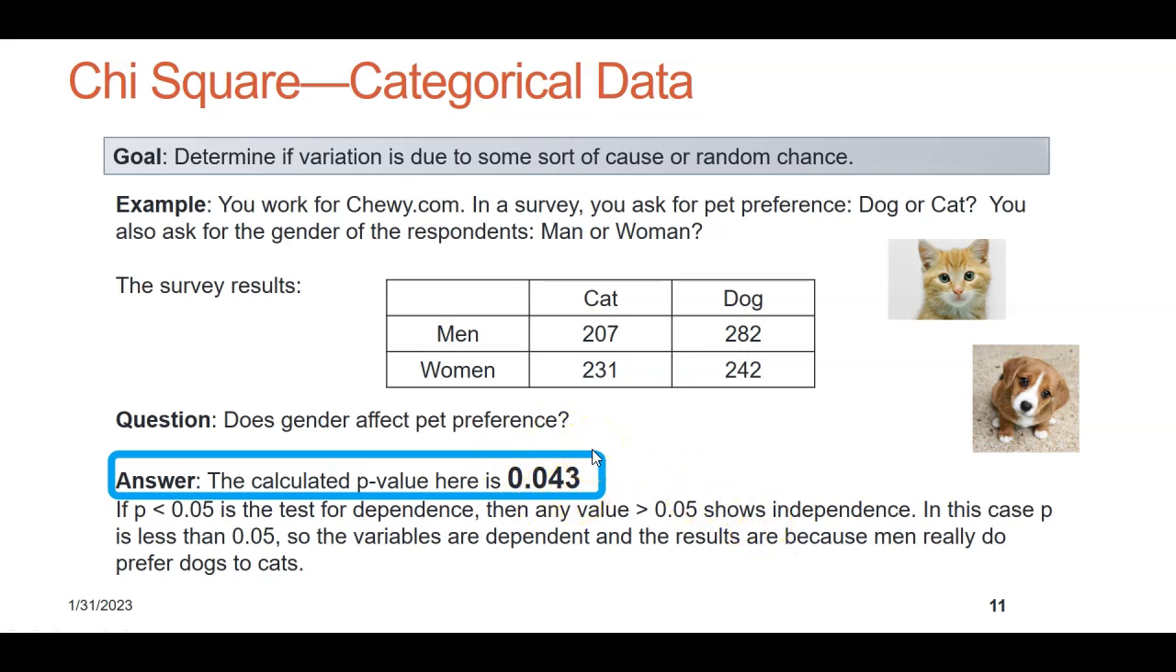That's less than 0.05, right? So if 0.05 and a p-value of less than that is the test for dependence, and any value greater than 0.05 shows independence, then this p-value here shows that the variables are dependent, and the results are that men really prefer dogs to cats. How did that happen?